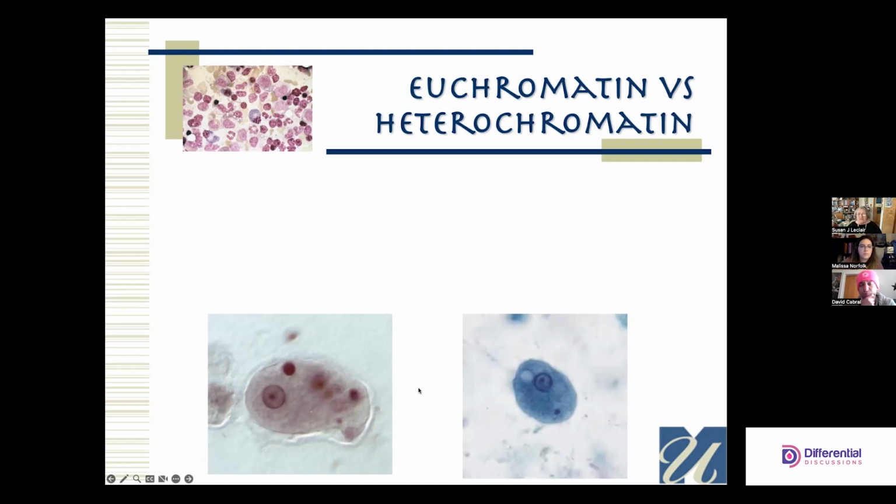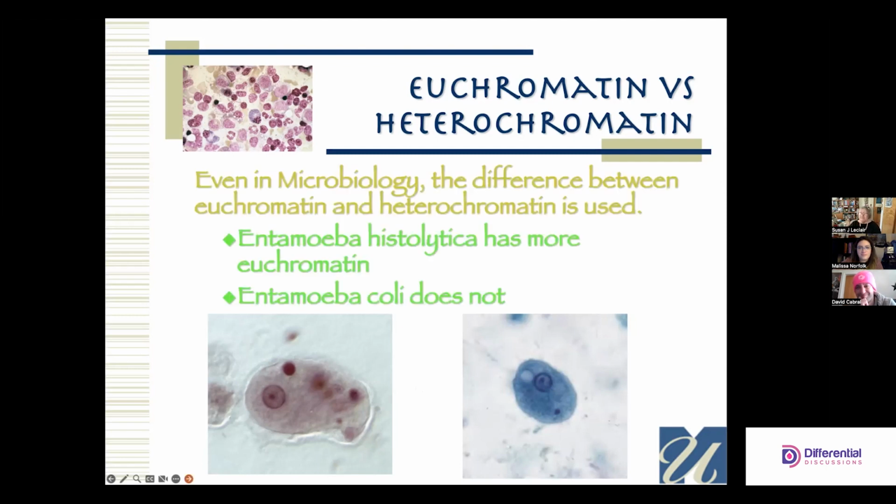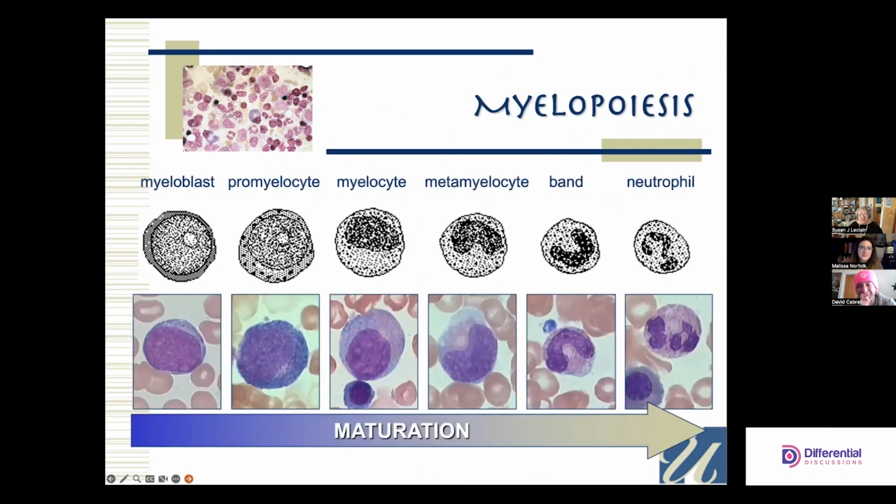So when somebody in micro comes out, as they sometimes do, they'll open the door and say, oh, we got a histolytica in here. In hematology, you can say, oh, did you notice how much euchromatin there was in the nucleus? Because there are sometimes you just gotta. That's what that's called.